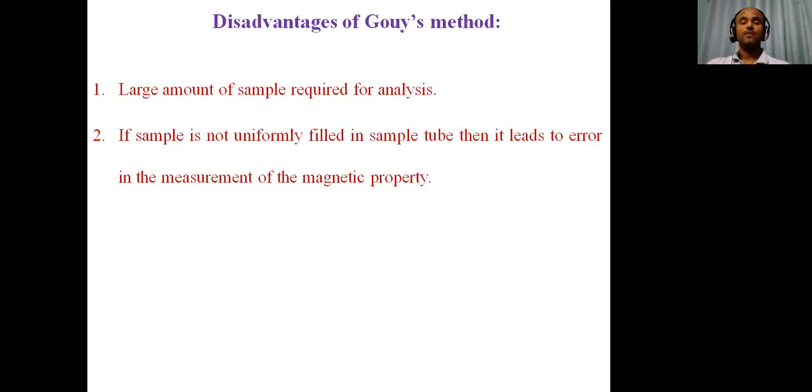Now what are the disadvantages? A large amount of sample is required for the analysis, and if the sample is not uniformly filled in the sample tube, then it leads to some error in the measurement of magnetic property. So these two are the drawbacks.